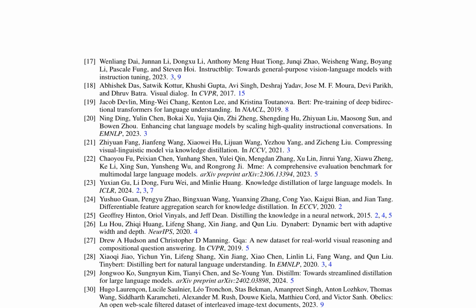Here is a combined summary of pages 11 and 12. The paper discusses various techniques for multimodal language models, including knowledge distillation, instruction tuning, and visual linguistic pre-training. The authors cite numerous studies that have explored these techniques, including Instruct-BLIP, Visual Dialogue, BERT, and Dyna-BERT. They also mention the importance of evaluating multimodal models using comprehensive benchmarks like ME and GQA.